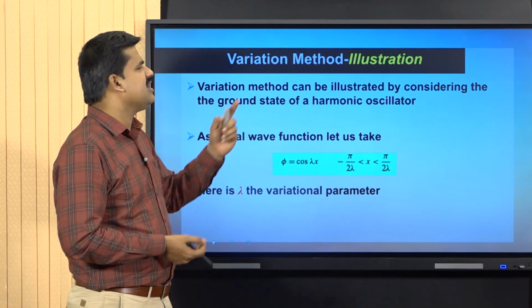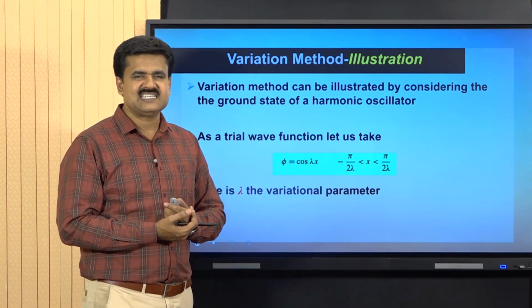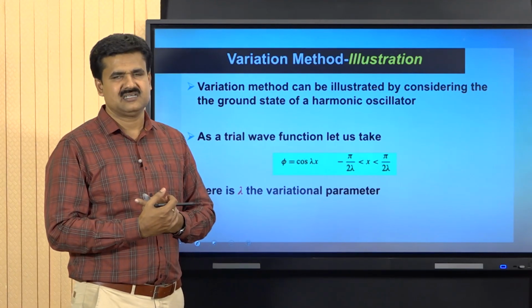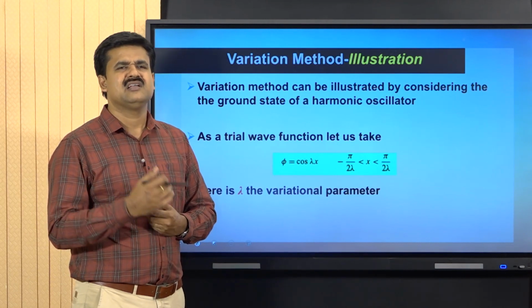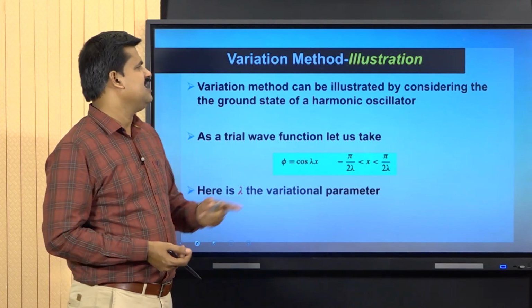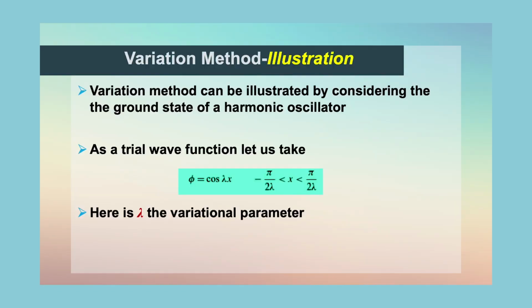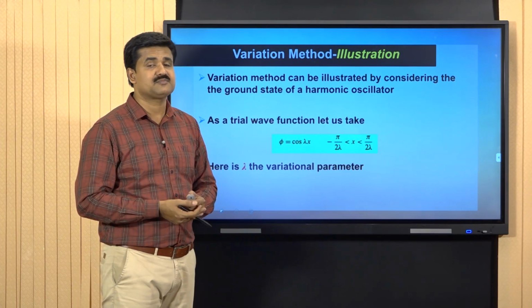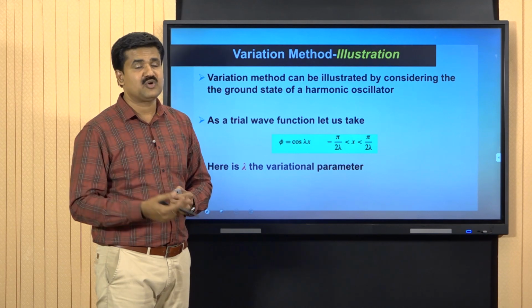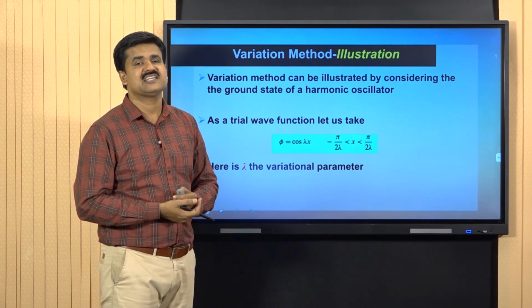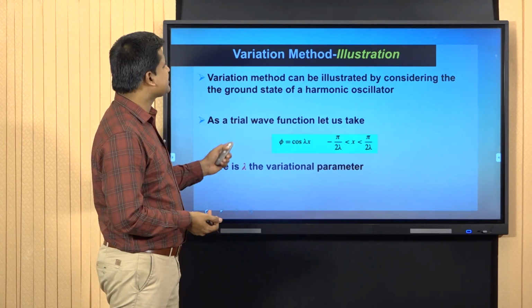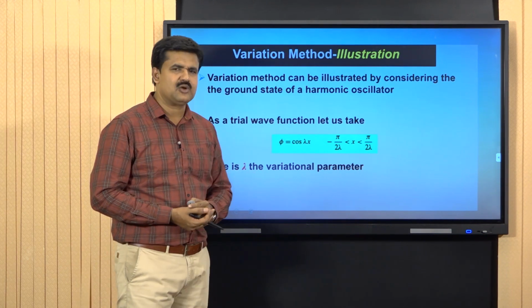Now, we are going to illustrate the variation method using a common quantum mechanical problem. The variation method can be illustrated by considering the ground state of a harmonic oscillator. We already learned in previous modules about the 1D harmonic oscillator, 3D harmonic oscillator, etc. Let us take a trial wave function for the present system.